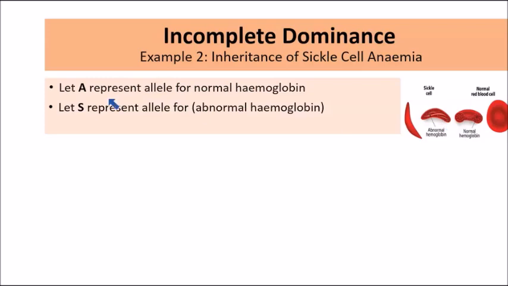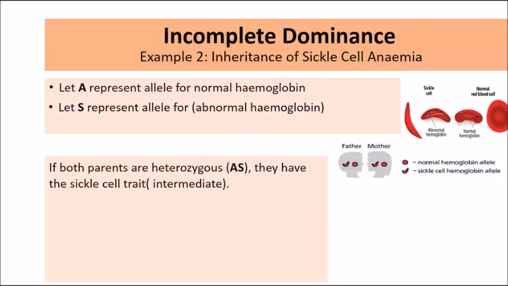We have the letters here representing the alleles for the different types of hemoglobin produced. Basically, if the individual has two A alleles, they have normal hemoglobin, and they should have normal red blood cells. If they have two S alleles, they are going to inherit the actual sickle cell anemia condition.